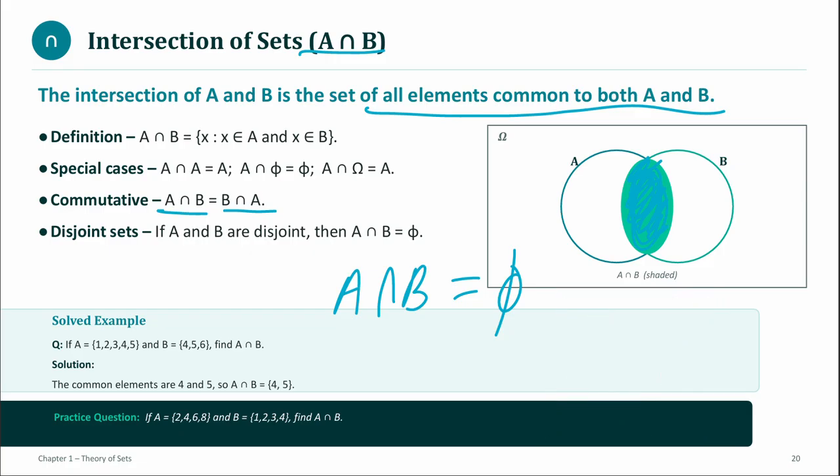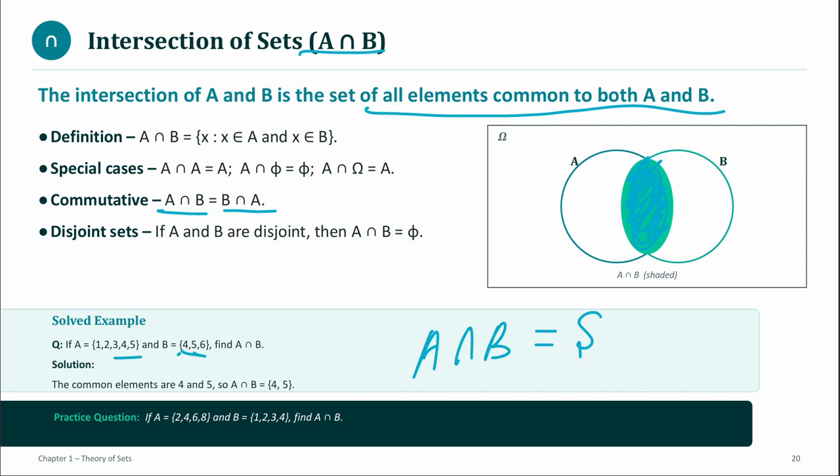Fine. Let me remove it. So it says that if A is equal to 1, 2, 3, 4, 5 and B is equal to 4, 5, 6, find A intersection B. That means the common elements that lie both in A and B. So here 4 and 5 are common in both the sets, right? So therefore A intersection B is going to be 4, 5.